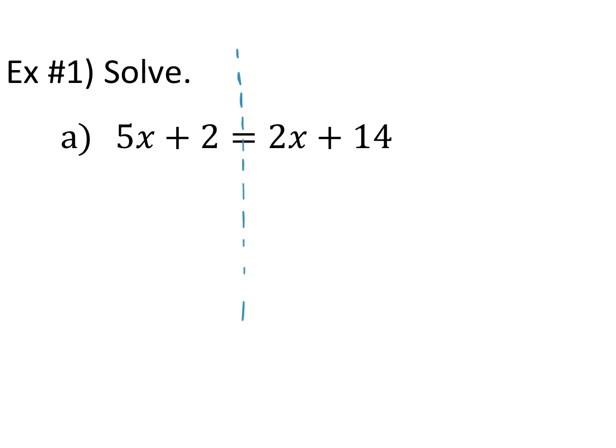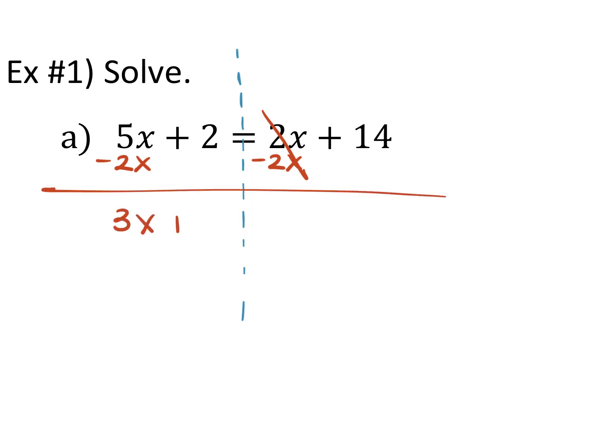I subtract 2x from both sides. Yeah, so I always do the variable first, okay? So I'm gonna take away 2x from here so that I get 0, but whatever you do to one side of your equation, you have to do to the other, right? So it looks like this. 5x minus 2x is 3x. Bring down the plus 2, bring down your equal sign, bring down your 14.